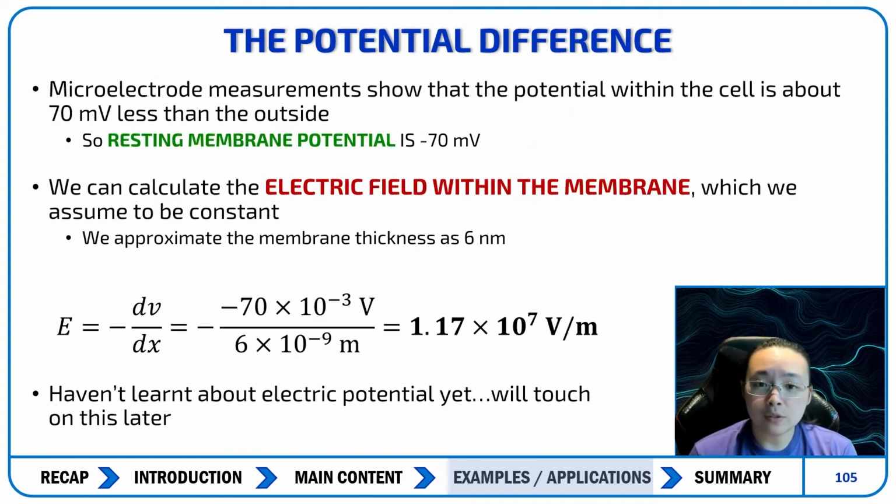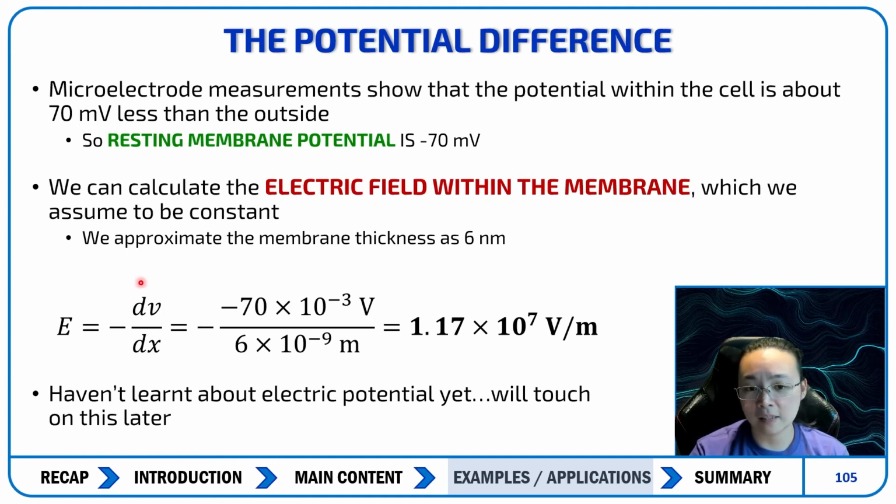Now, for the potential difference, microelectrode measurements show that the potential within the cell is about 70 millivolts less than outside. So we can say the resting membrane potential is minus 70 millivolts. Now, we can also calculate the electric field within the membrane, which we assume to be constant just so that we can calculate something. And we approximate the membrane to be 6 nanometers thick.